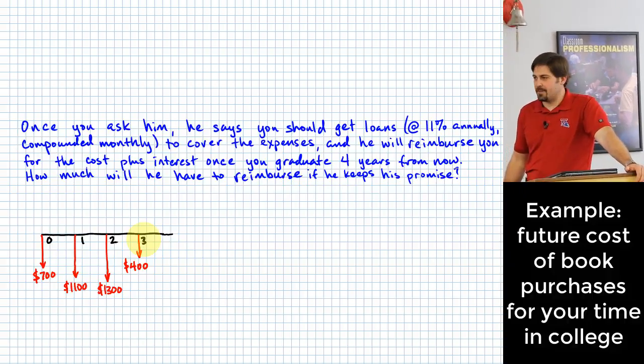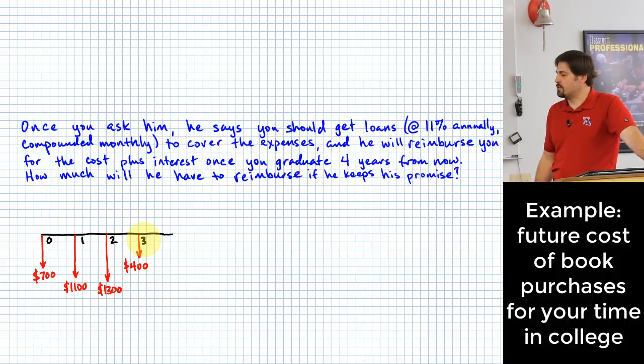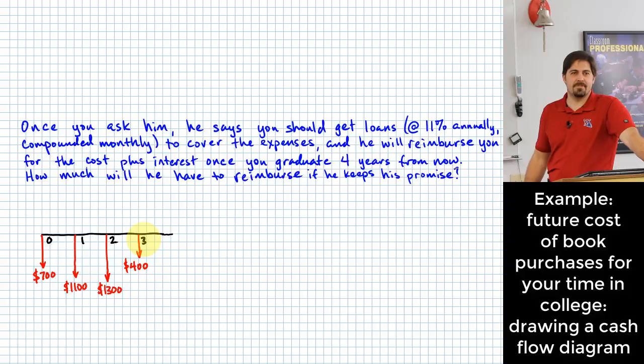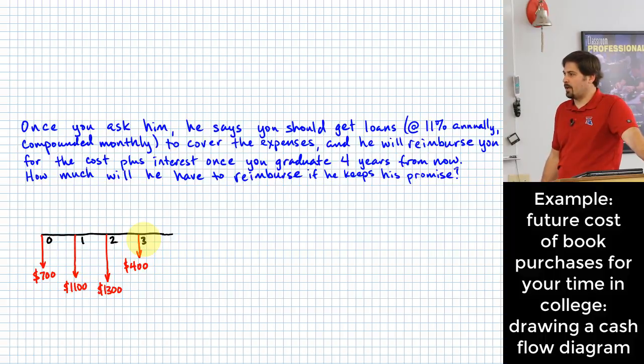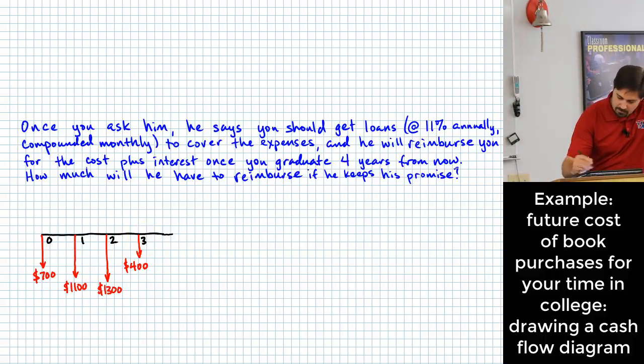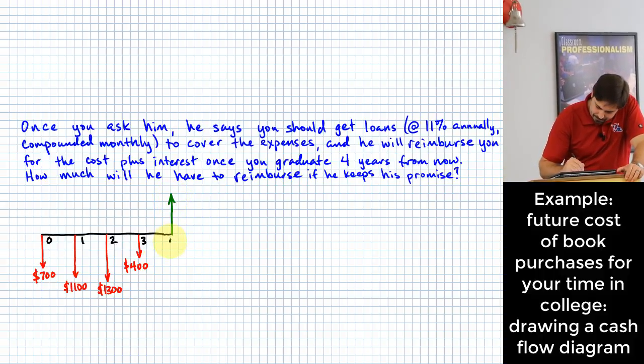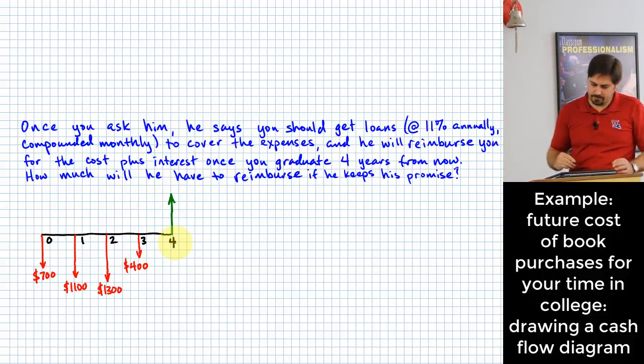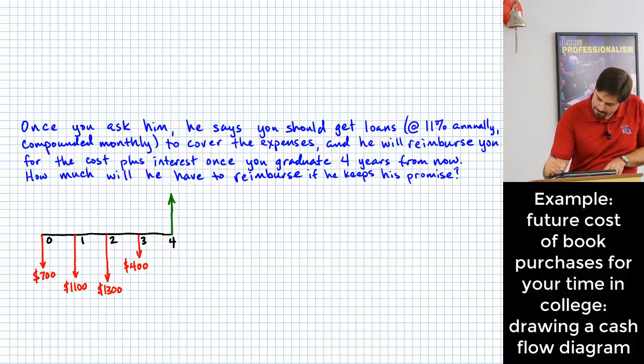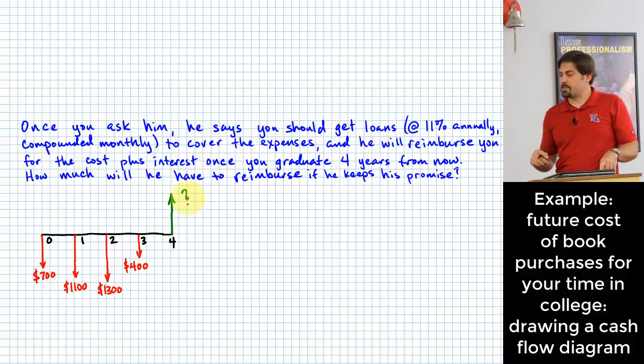Okay, and just for the purpose of simplicity, let's assume you go to school year-round, so we don't have a weird summertime that you have to factor in. So let's say it is actually 4 years later that you are going to graduate, and that's when you get this reimbursement. Okay, so now what? This is what we're trying to find. How much should your grandpa have to reimburse you to cover all of this stuff?